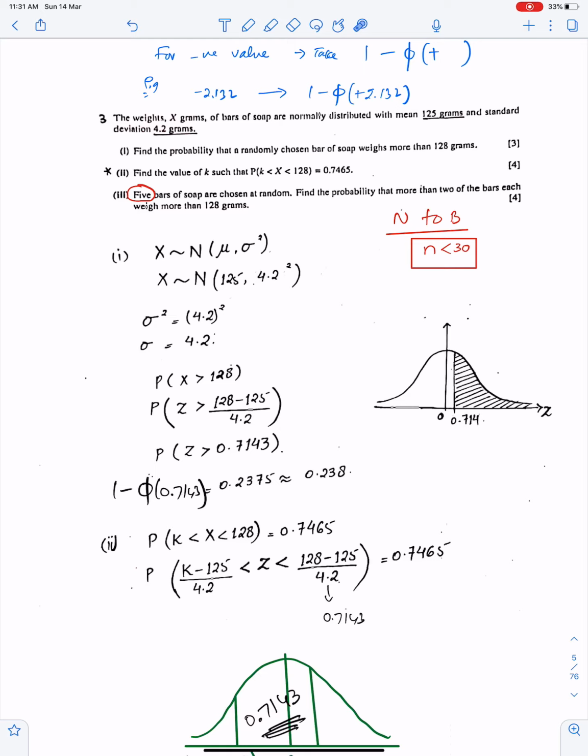So when n is less than 30, we can use the probability of normal as p of binomial, and we can solve the question of normal through binomial, like in this question. 5 bars, this 5 means n is 5. So 5 bars of soap are chosen at random. Find the probability that more than 2, so x greater than 2, each weigh more than 128 grams.